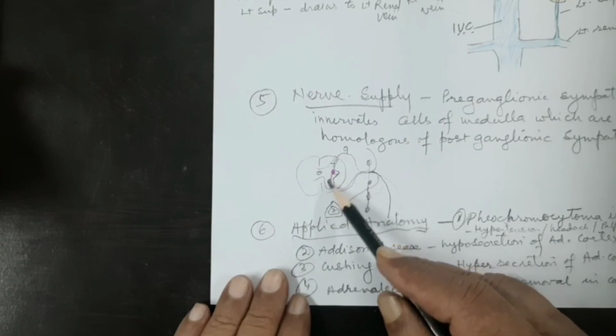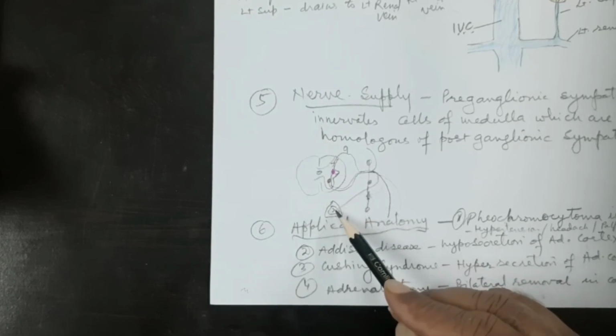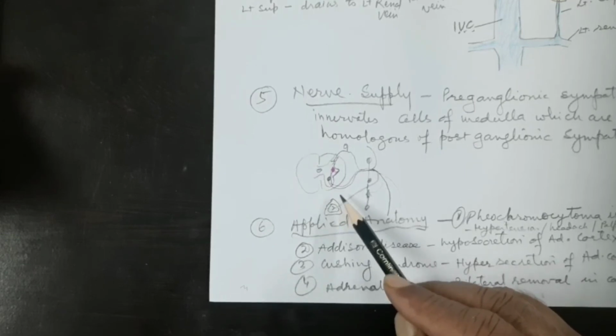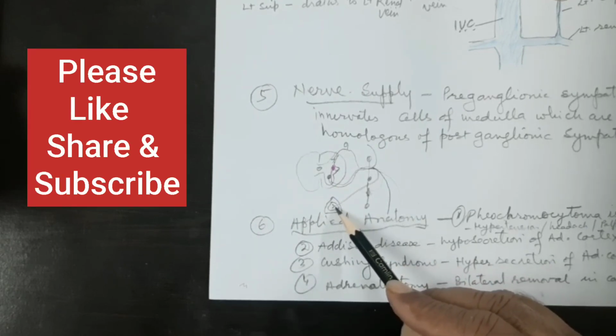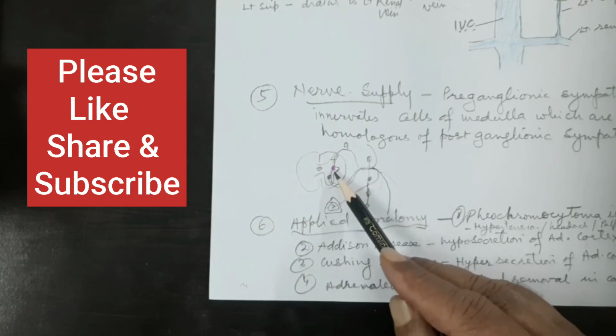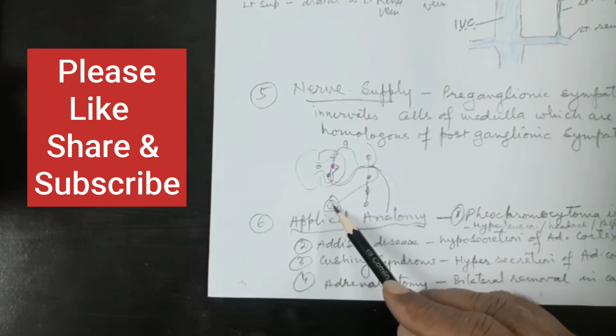That means it is still a preganglionic sympathetic fiber, and these fibers will relay onto the cells of the adrenal medulla, which is located in the center of the suprarenal gland. That means these cells of the adrenal medulla are under the control of stimulation by the sympathetic fibers. So when the stimulation comes, the secretion of the adrenal medulla takes place, that is epinephrine and norepinephrine.